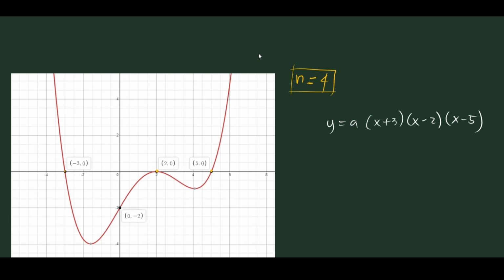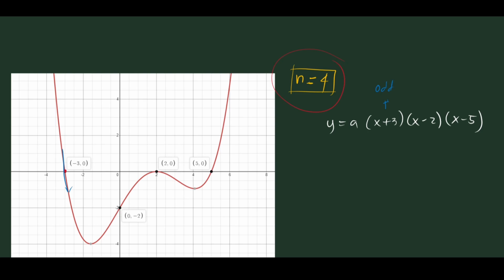So the next step would be to determine the multiplicities. As you can see here, we have a total degree of 4, right? So how do we determine the multiplicity? Again, we take a look at the graph. On the zero at negative 3, the graph crosses, right? So this must have an odd multiplicity.